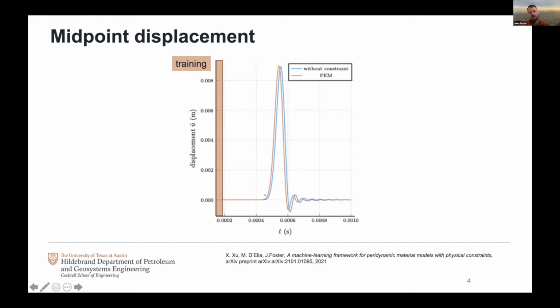So here is the midpoint displacement at a time much later. The wave has already passed through this small amount of training data.